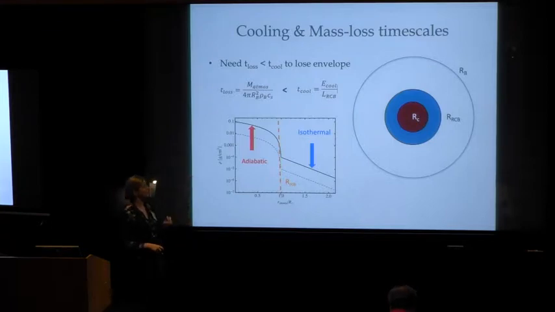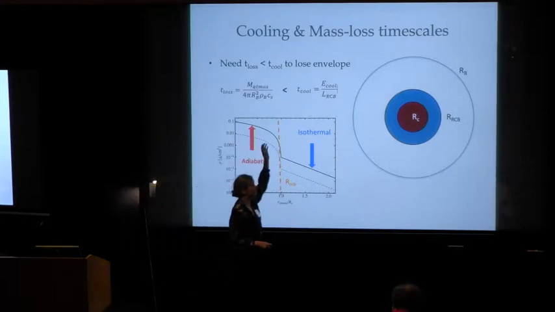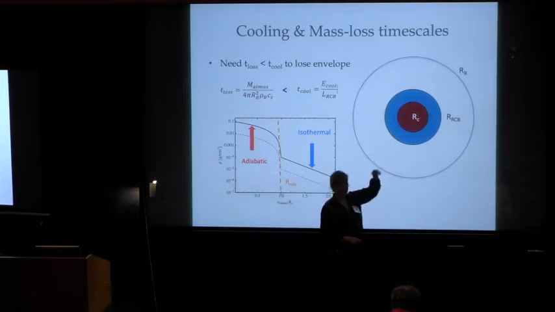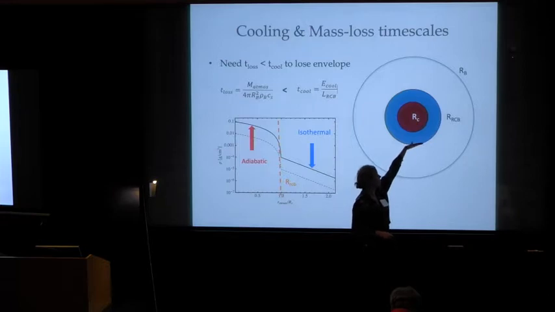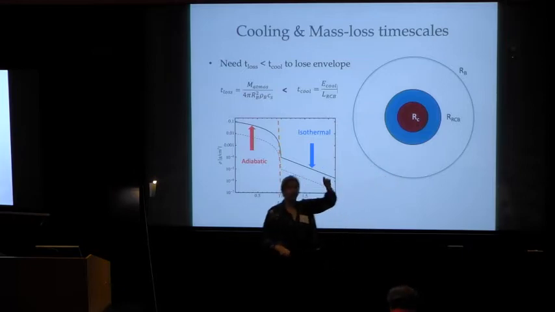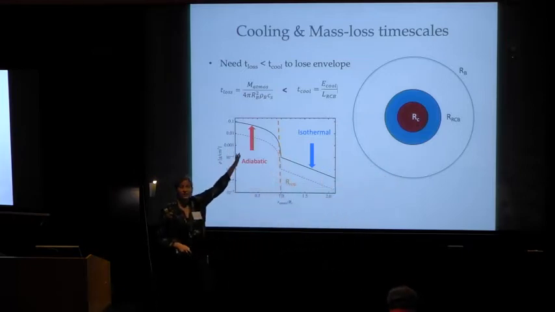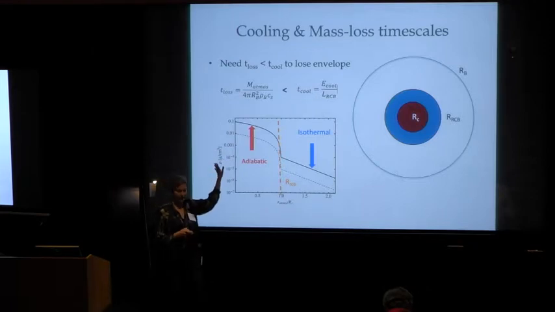And it's the competition of the two. When you can cool faster than you lose your envelope, you cut off any additional mass loss, because once you can cool faster than you lose, cooling will lead to shrinking of your envelope. And if you can even just shrink it ever so slightly, you can cut off any additional mass loss because of the exponential dependence of the mass loss time scale. And we'll come back to this point in a second.